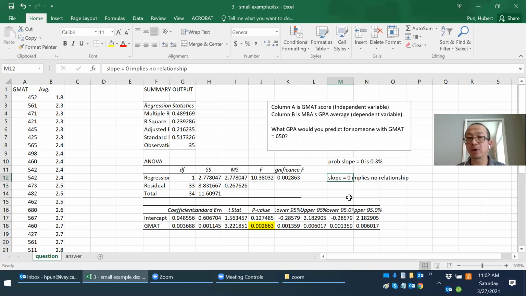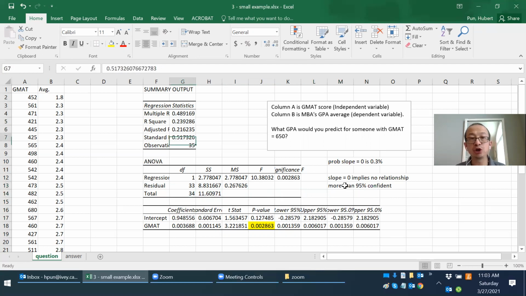So this is the key point that you need to remember. Right now, the probability that the slope equals zero is only 0.3%, okay? So that is roughly 0.3%, which means it's almost zero. So that means there's a high probability. We are more than 95% confident that there is a relationship between the x-axis, which is the GMAT score, and the y-axis, which is the MBA average.